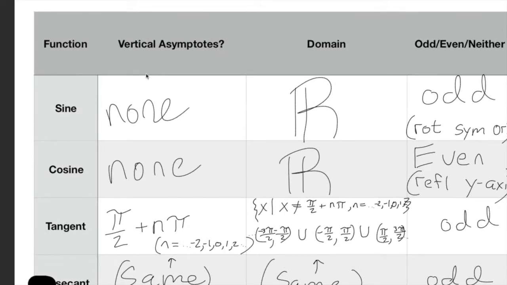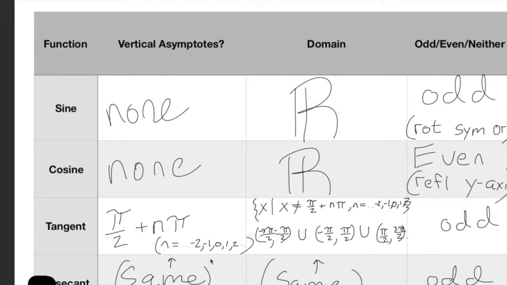The tangent function, does it have any vertical asymptotes? Well, the sine and cosine don't, but the tangent does. It has vertical asymptotes at first of all pi over 2, and then 3 pi over 2, and 5 pi over 2, and 7 pi over 2. And one easy way to write that is pi over 2 plus n pi, where n is any integer. So we've got pi over 2, and then plus 1 pi, plus 2 pi, plus 3 pi.